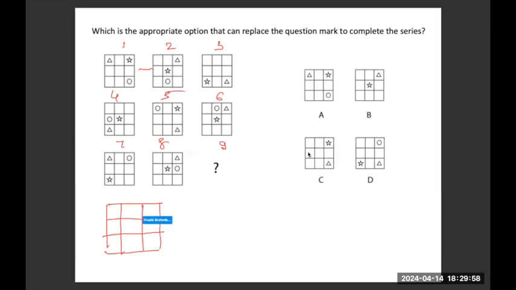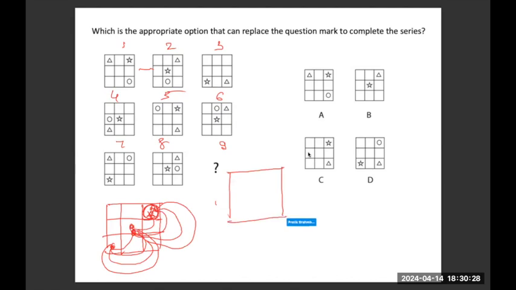So star's position in the first diagram is here. The second diagram, it comes here. The third diagram, it comes here. The fourth diagram, it comes back in the middle. The fifth diagram, it comes back in its original position. The sixth diagram, it comes here. The seventh diagram, it comes here. The eighth, again, in the middle. And then the ninth diagram, it has to come back in its original place. Henceforth, in this new diagram, the ninth figure, the star will happen in the corner position where it started, which means B and D options are eliminated from that.